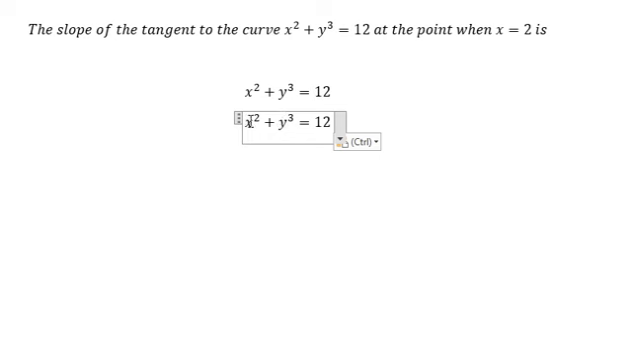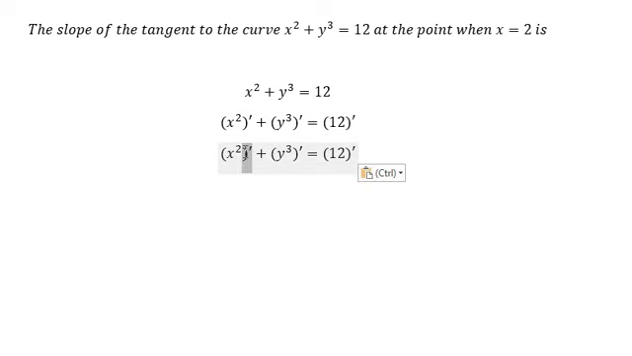So we need to first do the derivative for both sides. First, the derivative of s squared, you get 2s. The derivative of y to the power of 3, we have 3y squared, and the derivative of y, this one, you get 0 because that's a constant.